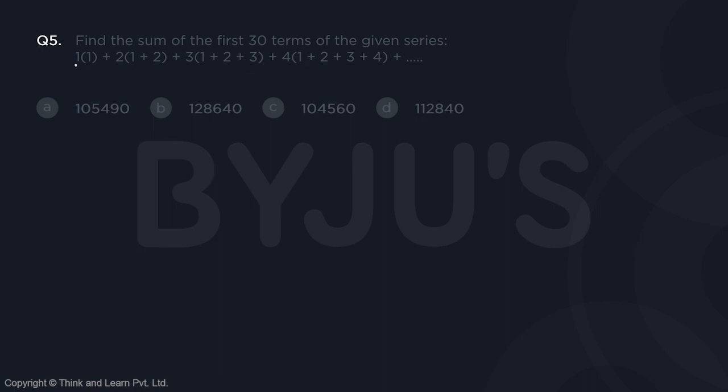So basically, the first factor is the number of the term. If it is the fourth term, I have 4. If the third term, I have 3. If the second term, I have 2. Inside the bracket, I have the sum of the first n natural numbers. In the third term, I have the sum up to 3. The fourth term has the sum up to 4.